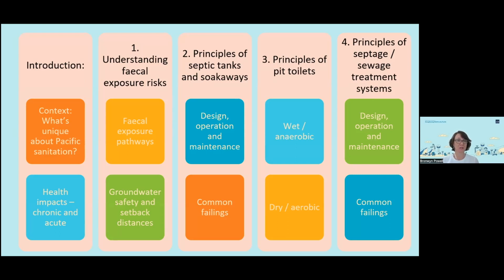So first of all, looking at the context. We've called this a good enough guide to sanitation in the Pacific. So we will look at what is unique about the Pacific sanitation situation and also the chronic and acute health impacts of poor sanitation. The first section is understanding fecal exposure risks and the pathways for fecal exposure, and also take an in-depth look at groundwater safety and setback distances for sanitation, and look at what we know and what we don't know about groundwater velocities and risks associated with pathogen transfer through groundwater.